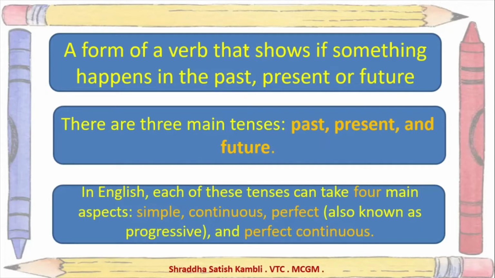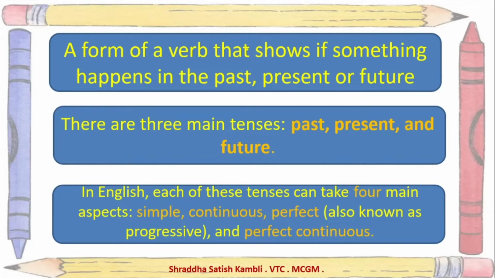Okay, so remember this. What is a tense? It is a form of a verb, and there can be three main kinds of tenses: past, present, and future. And the past tense again is divided into four types or parts, or it has got four aspects. The present tense also has got four aspects, and the future tense also has got four aspects. So this, in a nutshell, is the meaning of tenses.